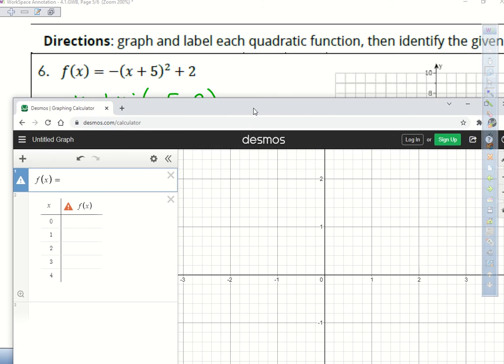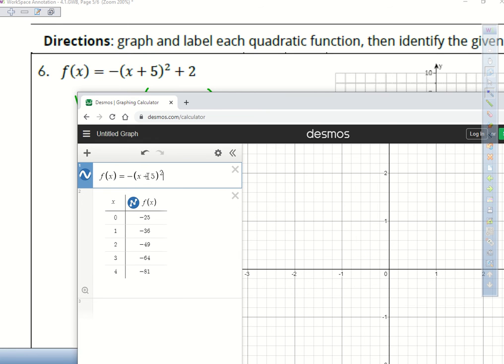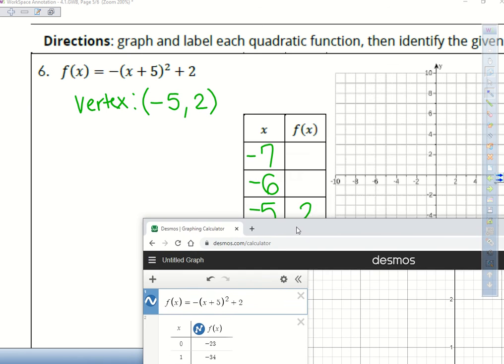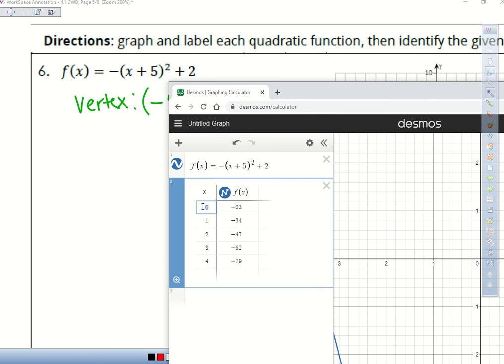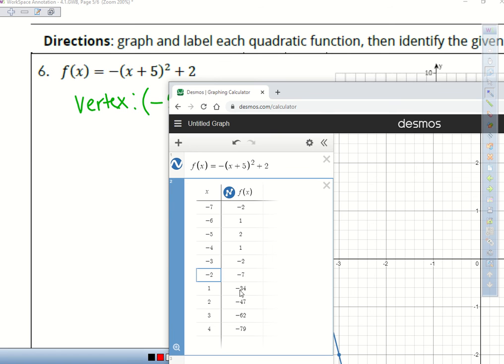I'm going to show you how I type this in on Desmos. I pull over Desmos and type in f(x) = -(x + 5)² + 2, and I allow you to use this on the quizzes and everything, so it's really good to learn. Once I type that in, notice Desmos always defaults the table to some weird values, so we have to change it to the values we want, which are -7, -6, -5, -4, -3, and -2. And we don't need the ones down here.